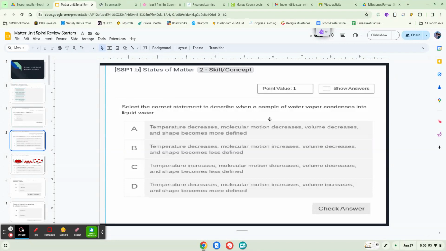So we're starting with water, and it's wanting us to say when we have water vapor and it condenses into liquid water, so I have a gas and it's going to a liquid. What process happens? Okay, so if I have gas and I'm going to liquid, what does temperature have to do? It has to decrease. Okay, so let's start with that. Is any of these not showing temperature decreases? So A is good, B is good, C says temperature increases, so I can eliminate C already.